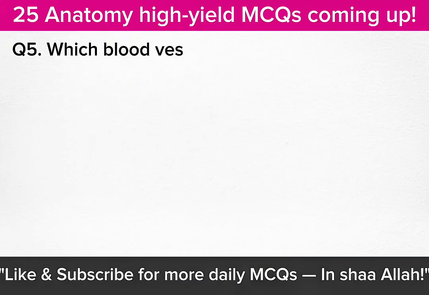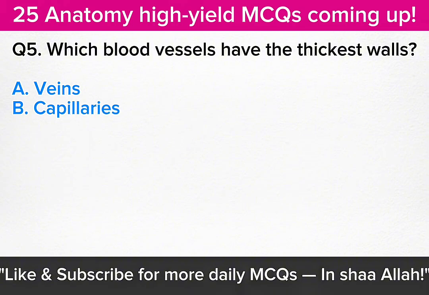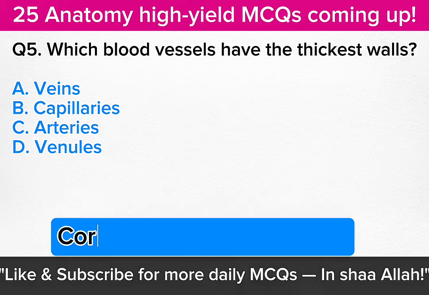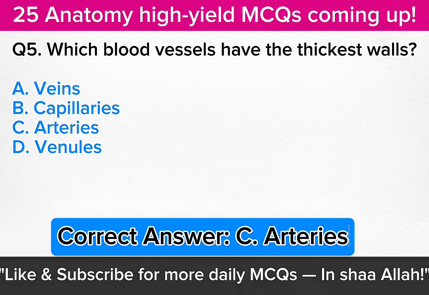Q5. Which blood vessels have the thickest walls? A. Veins. B. Capillaries. C. Arteries. D. Venules. Correct answer: C. Arteries.